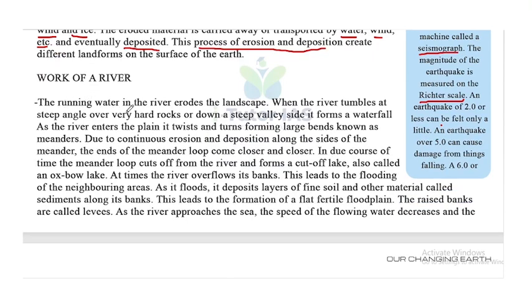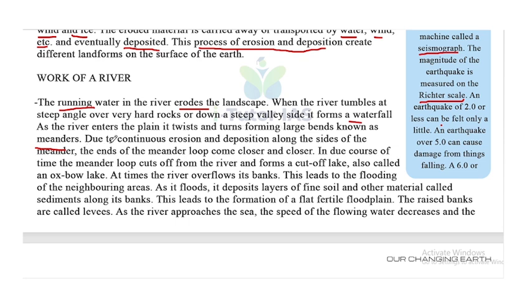Now, the work of a river. The running water in the river erodes the landscape. When the river tumbles at a steep angle over very hard rock or down a steep valley side, it forms a waterfall. As the river enters the plain, it twists and turns, forming large bends known as meanders.